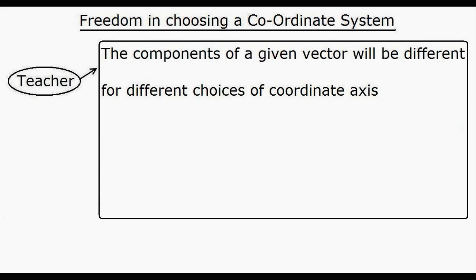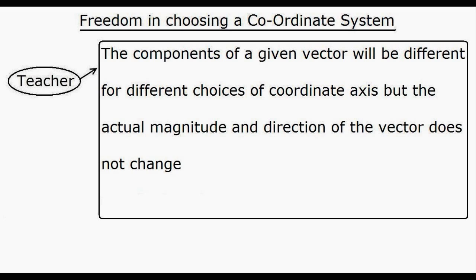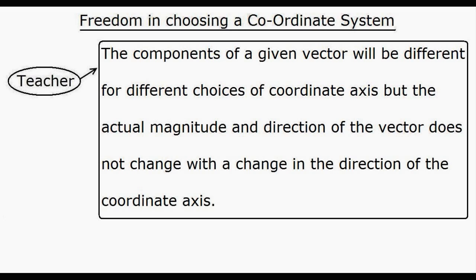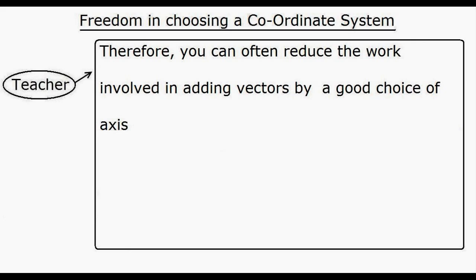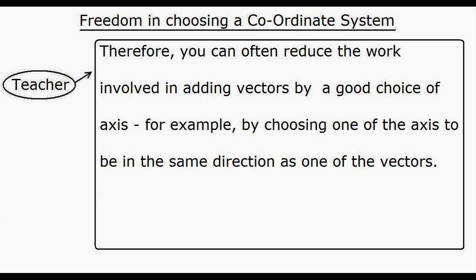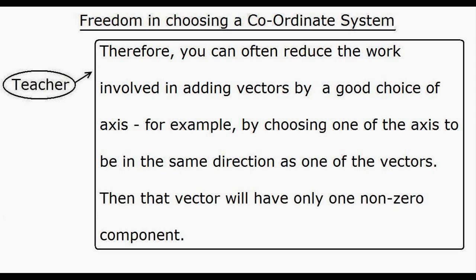The components of a given vector will be different for different choices of coordinate axis, but the actual magnitude and direction of the vector does not change with the change in the direction of the coordinate axis. The choice of coordinate axis is always arbitrary. Therefore, you can often reduce the work involved in adding vectors by a good choice of axis. For example, by choosing one of the axes to be in the same direction as one of the vectors. Then that vector will have only one non-zero component.